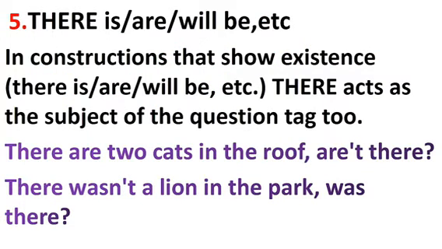More on forming tags. You will have there is, there will be, there are in constructions that show existence. This word there acts as a subject of a question tag too. What I said is, when you want to express existence, to show that something exists, you use there is, there are, there will be. And when you use that, know that the subject will still be there. There acts as the subject of the question tag too.